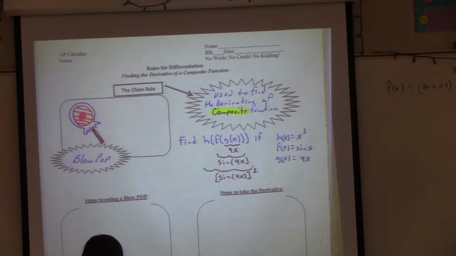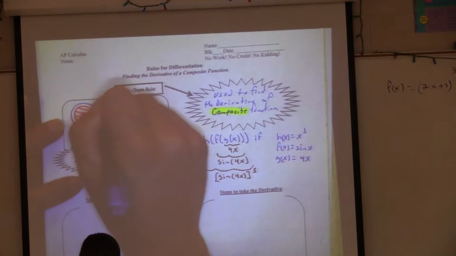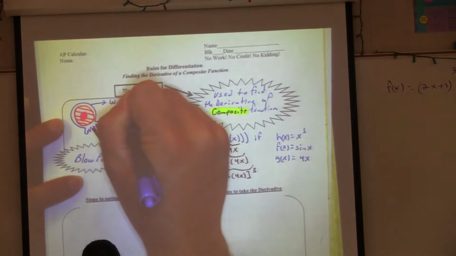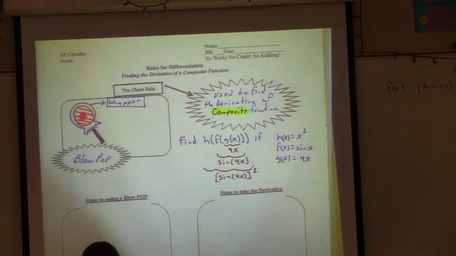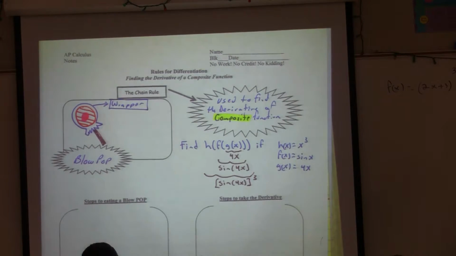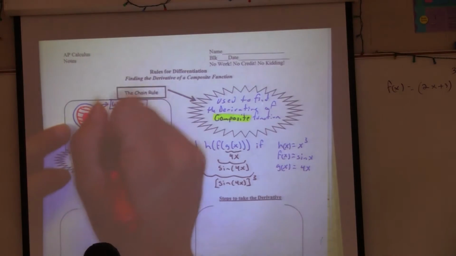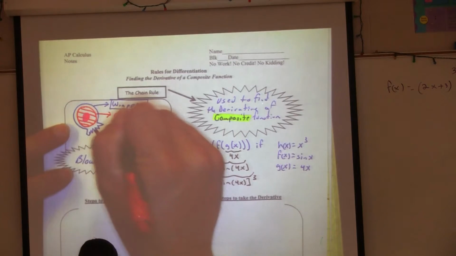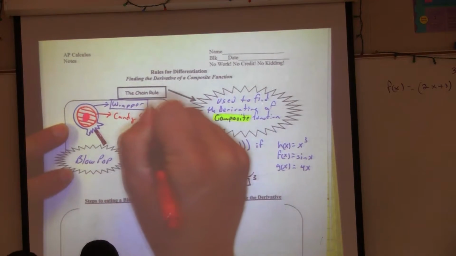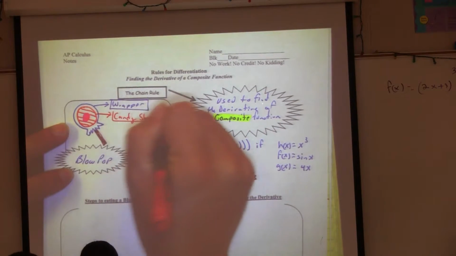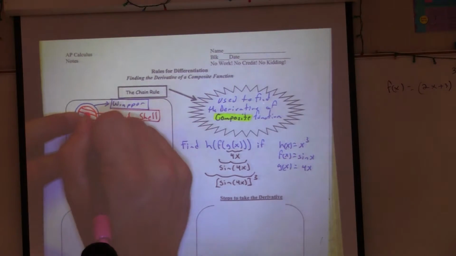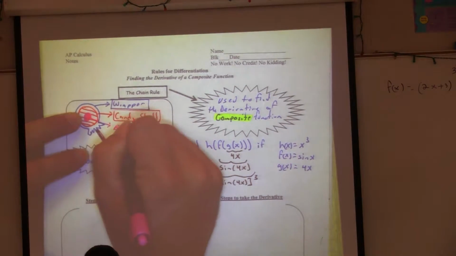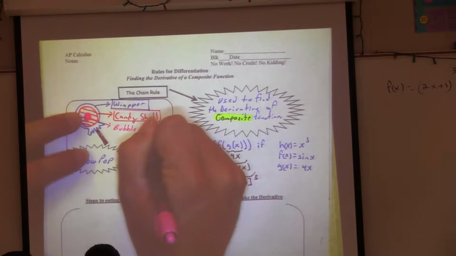Okay? So this outer layer right here is called the wrapper. The red layer is the candy shell, right? And the pink layer is the bubble gum.